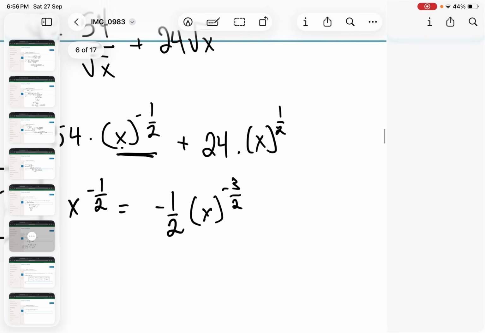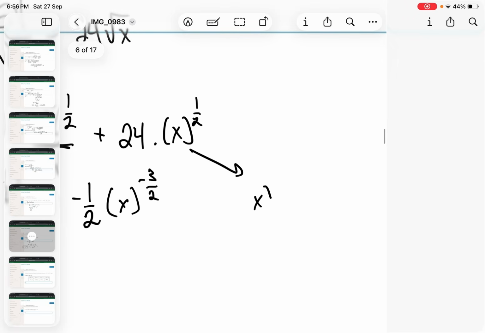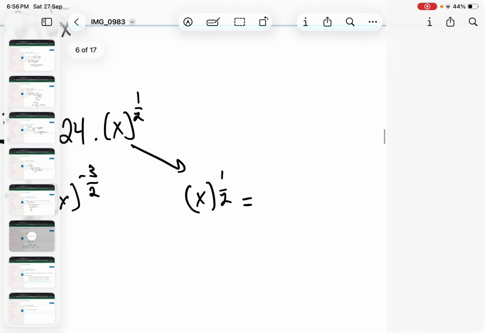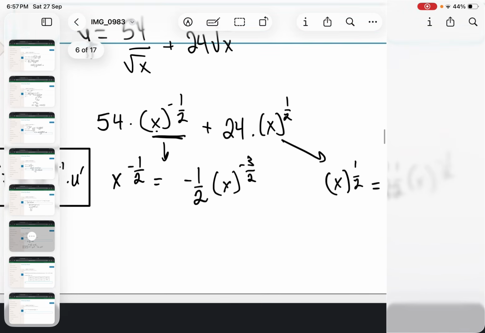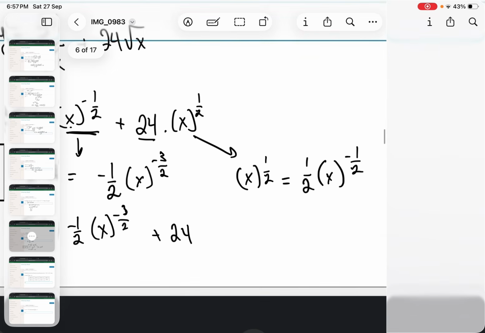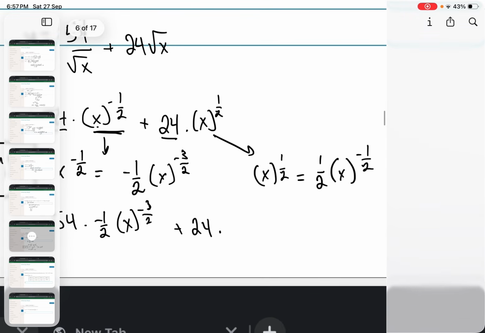And then let's take the other one here. X to the power of 1 over 2 is equal to 1 over 2 times x to the power of negative 1 over 2, because 1 over 2 minus 1 is negative 1 over 2. You finish them, so let's continue. So it will be 54 times negative 1 over 2 x to the power of negative 3 over 2 plus 24 times 1 over 2 x to the power of negative 1 over 2.